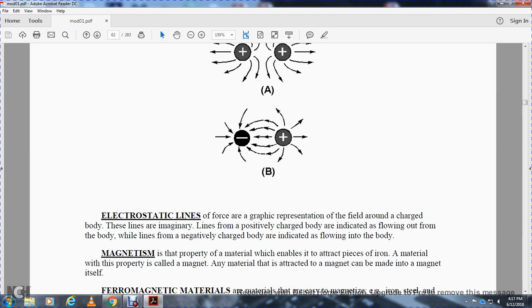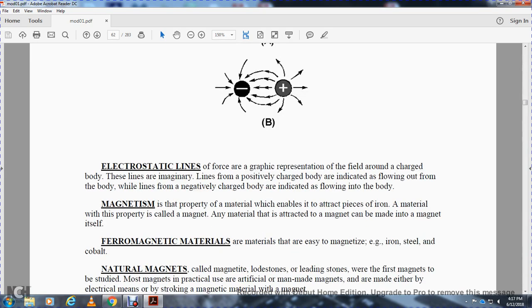These lines are imaginary lines. The lines with the positive charge indicate flowing out of the body, while the lines with the negative charge indicate flowing into the body. The magnetic properties of the material enable it to attract iron material, a property called magnetism. Many materials that are attracted to a magnet can be made into a magnet themselves.